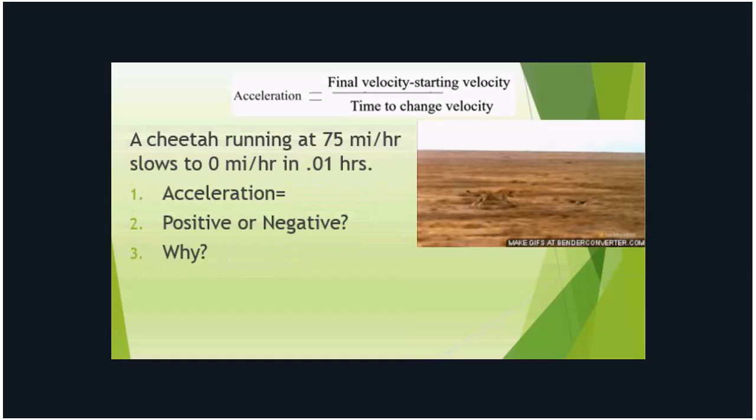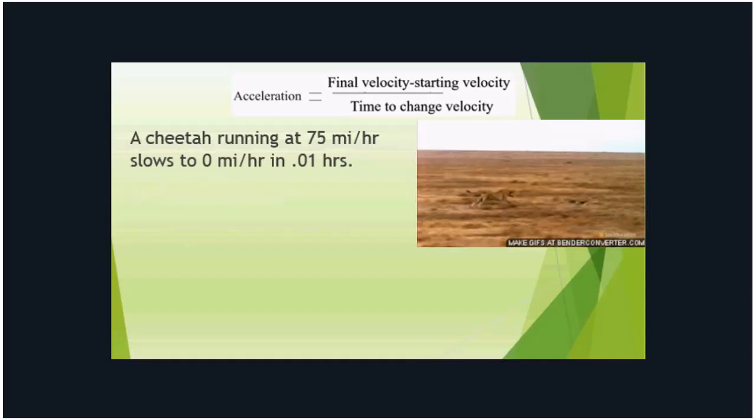A cheetah running at 75 miles per hour slows to 0 miles per hour in 0.01 hours. The final velocity is that second number. He slows down to 0 miles per hour. So I would set it up with 0 miles per hour, my final velocity, minus my starting velocity, which is 75, all divided by time. And the time is 0.01 hours.